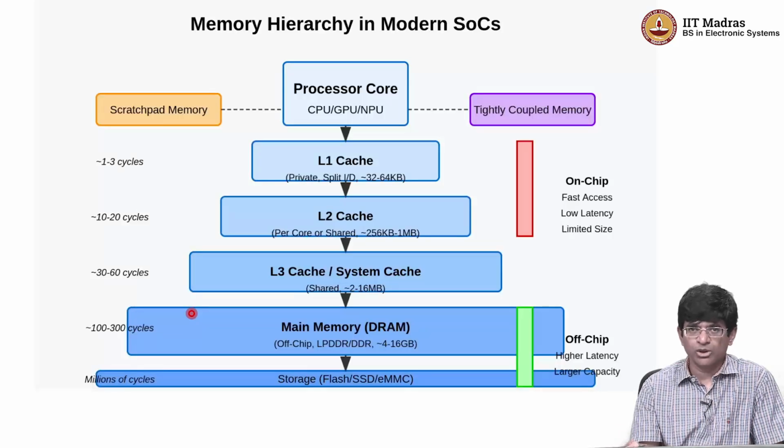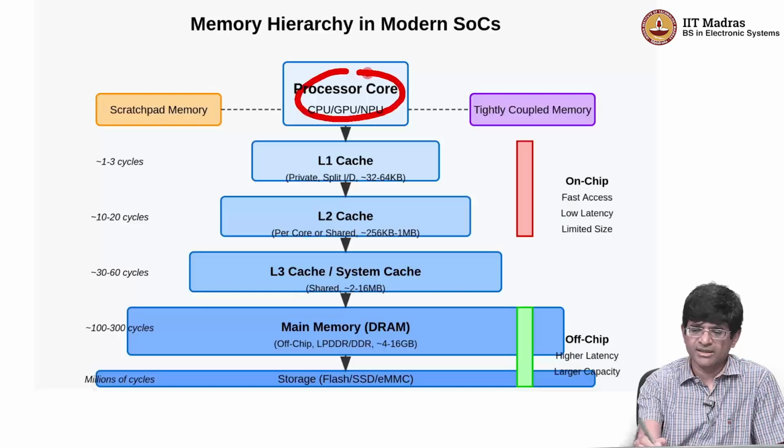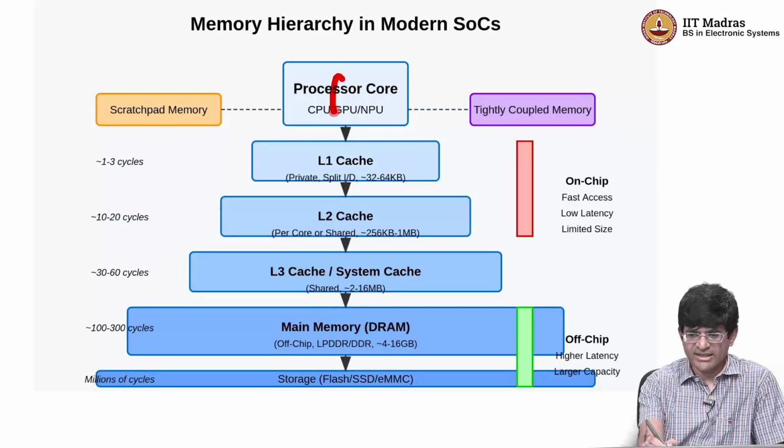So a word about the memory hierarchy. This is something that we have looked at earlier. Typically a processor core has registers inside it. It also has, in some cases, something called a scratchpad memory or some kind of tightly coupled memory. These are typically what are known as the on-chip memory blocks. They are typically SRAM, static RAM, and they tend to be extremely fast, almost to the point where you have something like registers.